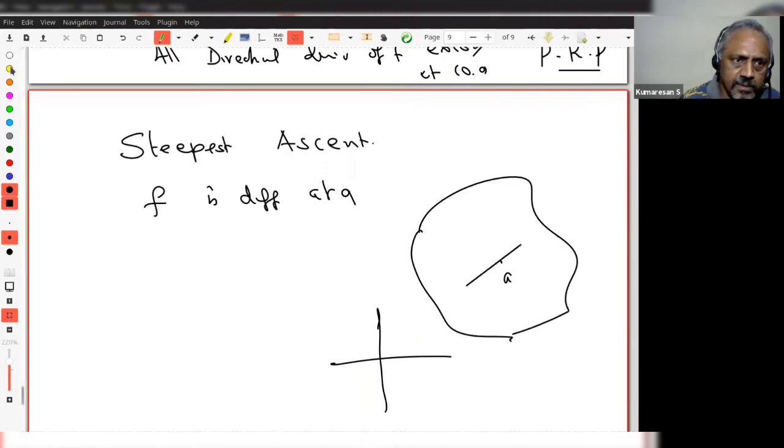I can go through this direction, or this direction, or this direction, and so on. So this will be my B. This will be another one, and there will be another one, and so on. These are the vectors. These are the directions, right?